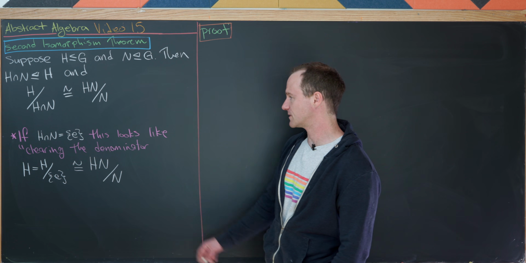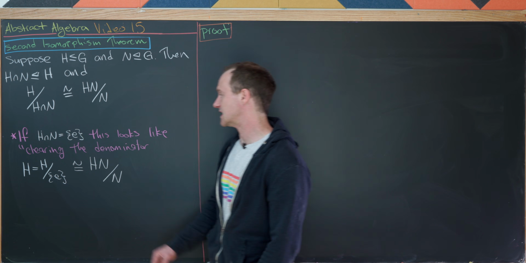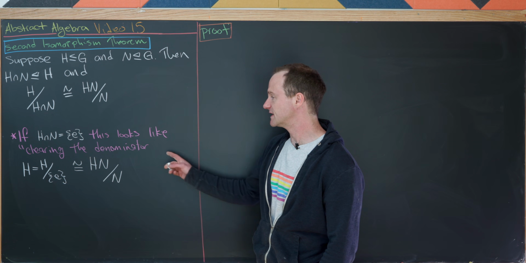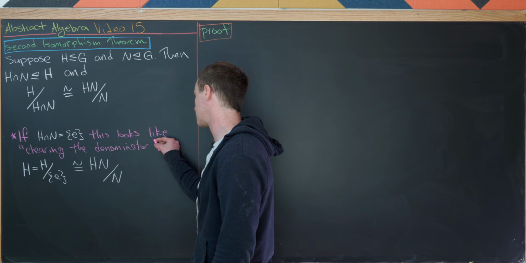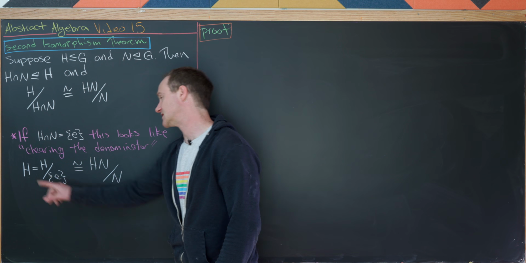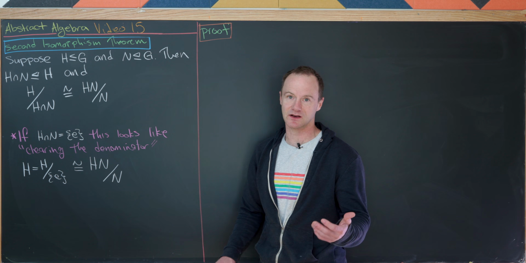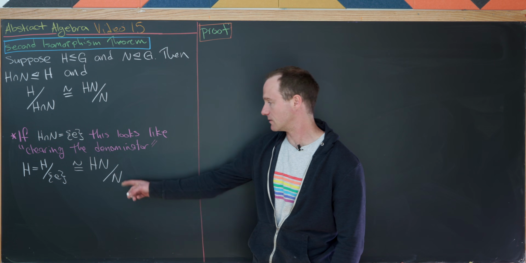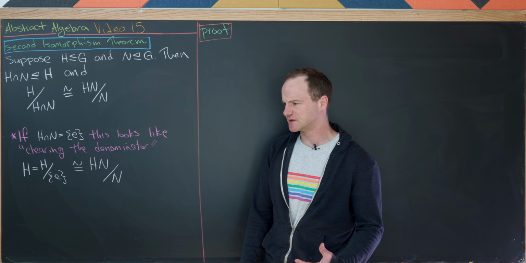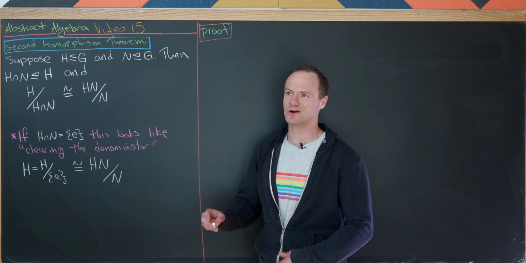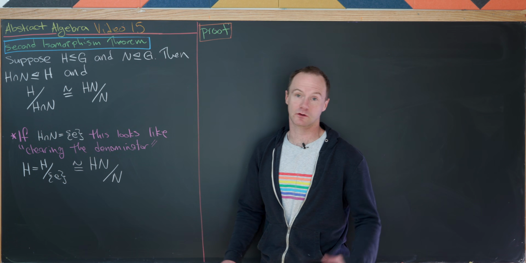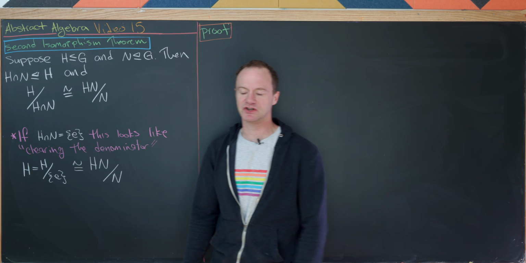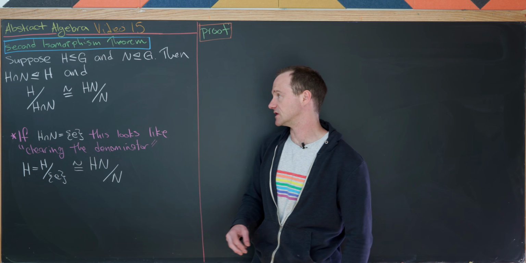Now, furthermore, I'd like to point out that if H intersect N is equal to just the identity, so the intersection is trivial, then this looks like clearing the denominator. And so notice that H is the same thing as the quotient group H mod the trivial subgroup. But by this isomorphism theorem, that is isomorphic to HN mod N. And that actually gives some inspiration for our quotient-looking notation for quotient groups. Because notice it looks like we just cleared the denominator here and ended up with H. But of course, that's just carefully chosen notation.